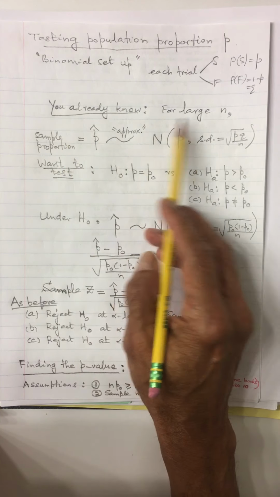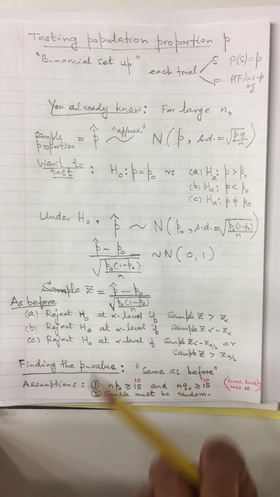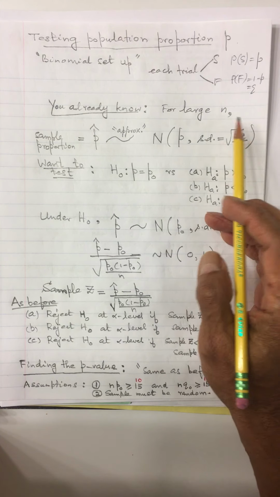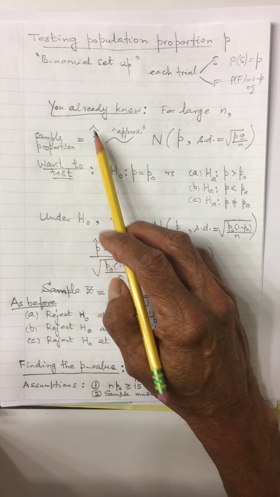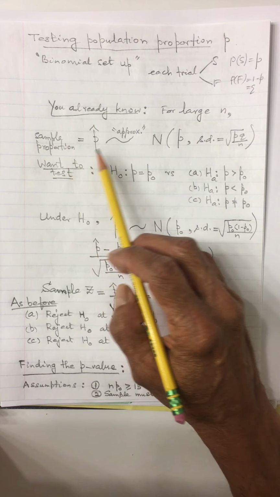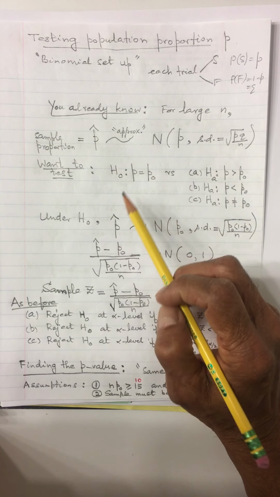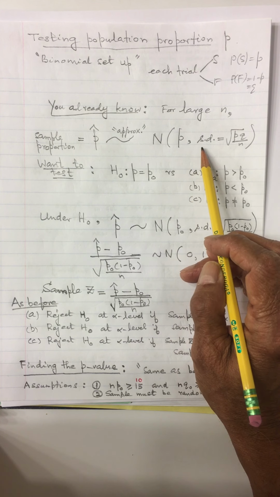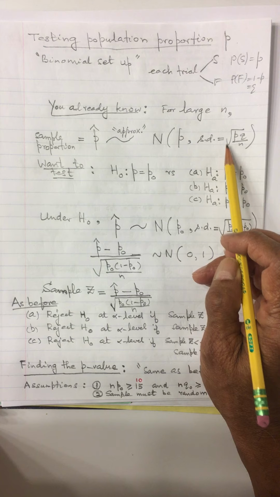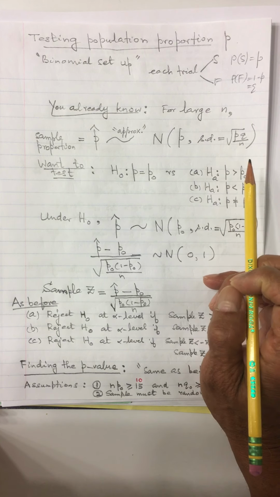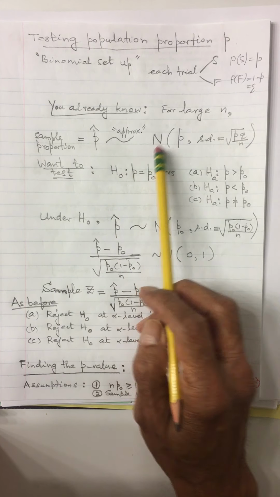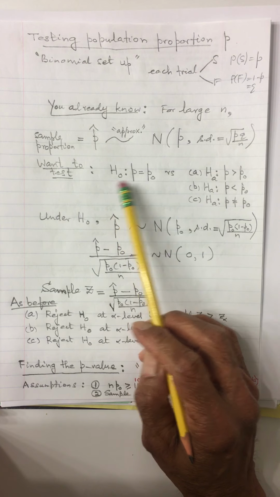For large n, if the number of trials is large, the sample proportion, which is p hat, is going to be approximately normal with the mean p and the standard deviation square root of pq over n. The larger the n, the better the approximation. This is the curve we are going to use to test this kind of proportions.